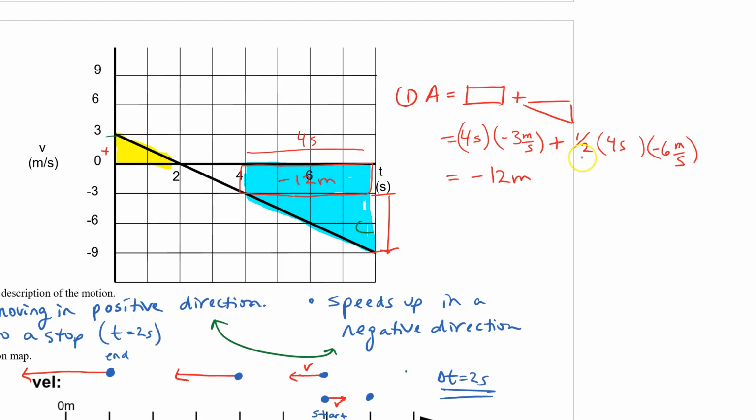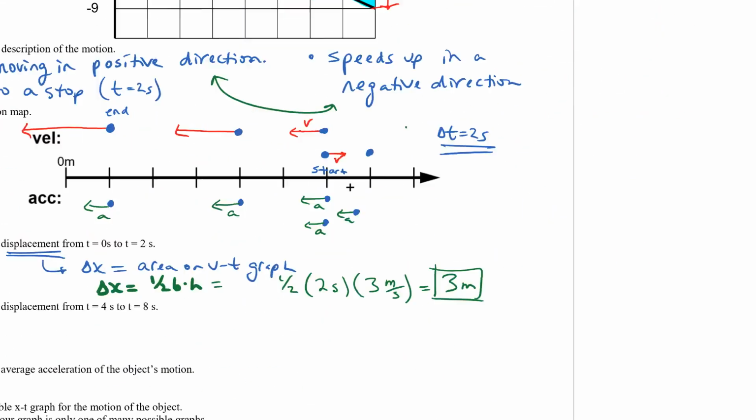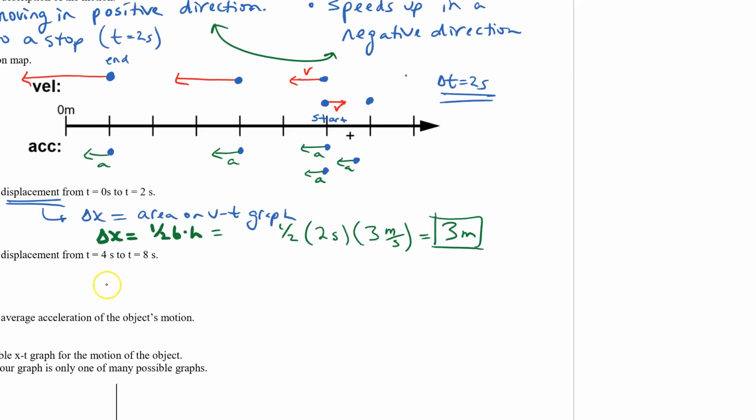And then this area here is, let's see, 1/2 times 4 is 2. 2 times 6 is also minus 12. So this area is the same. And so we get minus 24 meters. So I'll just put that work over here: minus 24 meters.